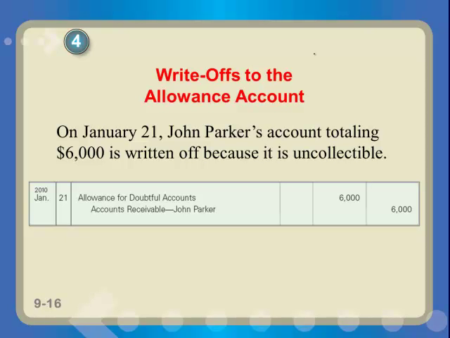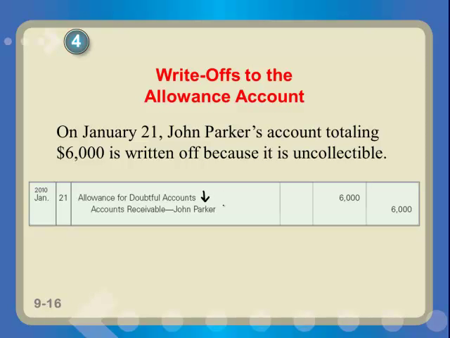Okay, so we had that allowance account. We put $30,000 in it. We booked the bad debt for that period, and that came out of our net income for that period. Now, in January, the next accounting period, Mr. Parker's account of $6,000 is written off because it's uncollectible. So this is the entry we do here.